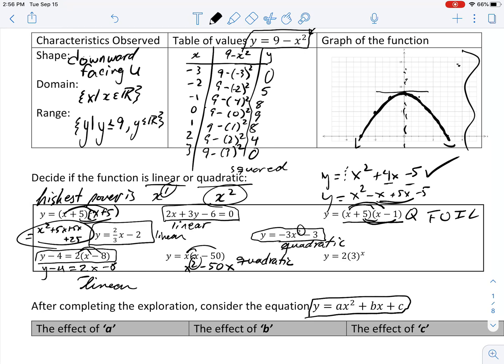All right, leaves me with this one over here. This is a trick question. It's neither quadratic nor linear. It's actually what we call an exponential function. And in an exponential function, the x is the exponent. So that doesn't belong. That was a trick.